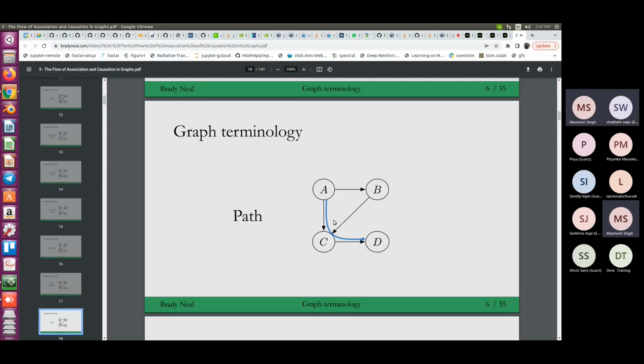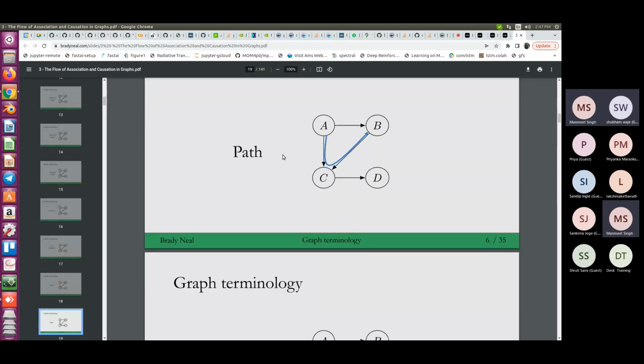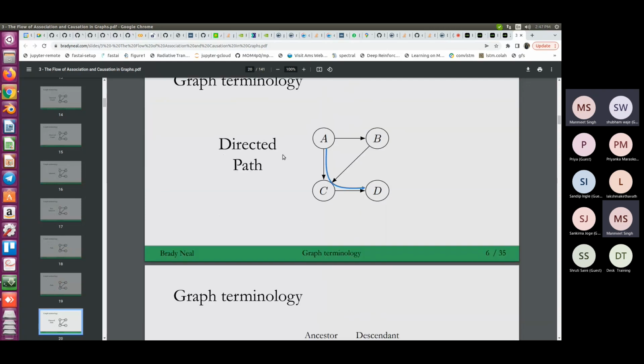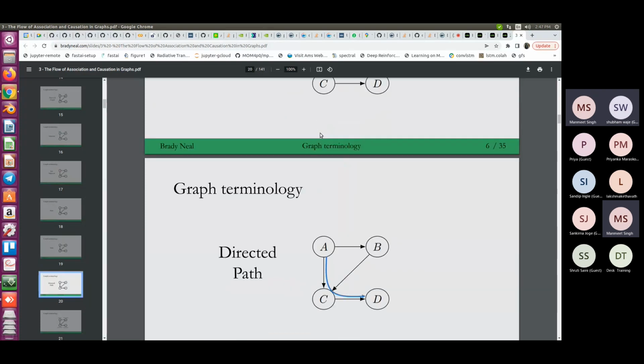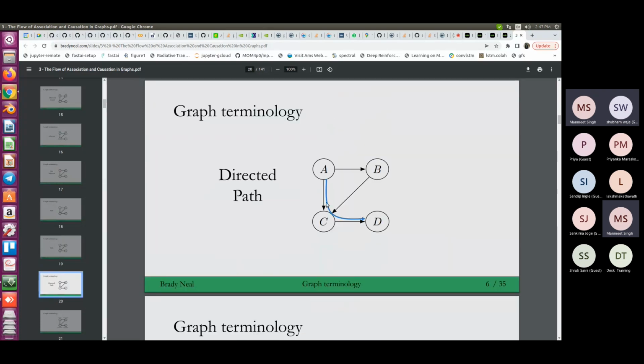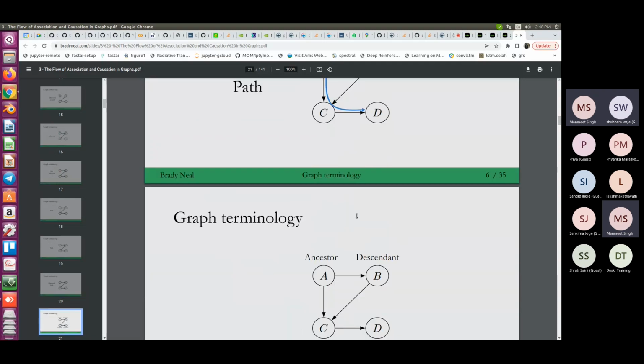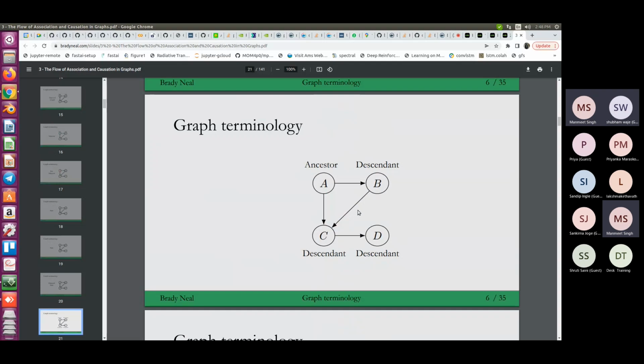So this is known as the path. A path is basically a continuous connection. The edges should be connected to each other, and if you can reach from a particular node to another node, that forms a path in a graph. This is another path. This is not a directed path, but this is a directed path, because you can see that along the arrows, they are going in the direction of the path, that is A to C and C to D. You can also call them causal parent as ancestor and causal child as a descendant.